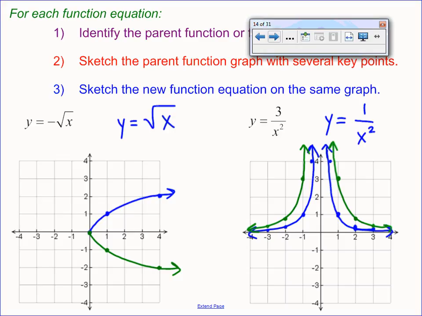The inverse squaring function family, the 3 multiplier on top makes every y-coordinate 3 times as tall. So this key point 1, 1 is now going to be 1, 3. Look at that, that's 3 times as tall as the original. This key point 2, 1/4 is now going to be 2, 3/4. 3 times as tall as 1/4 is 3/4, and so on and so forth. The new one's in green.